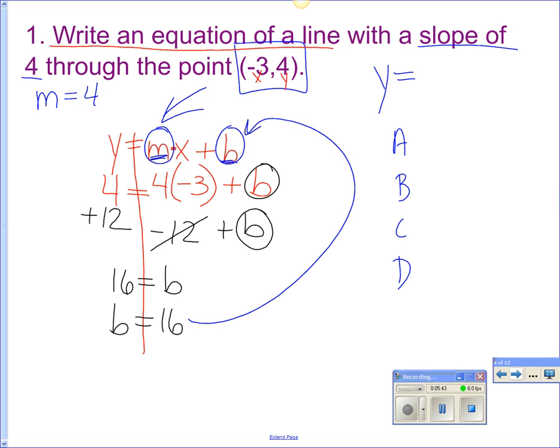So, what did we say M was in the very beginning? 4. So you're going to put 4, and you're going to put an X beside it because it's slope. Going to put the plus, and now we know what B is. What's B? 16. So that's what the answer would look like if you had to choose it on multiple choice. Y equals 4x plus 16. Okay, I know that was new. By the time we get done with it, you'll know how to do these in your sleep, okay?